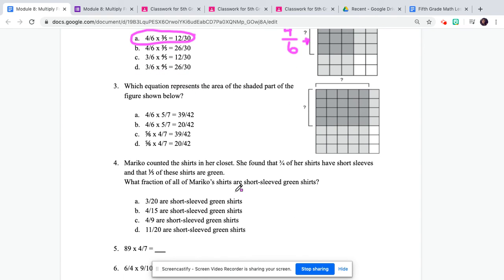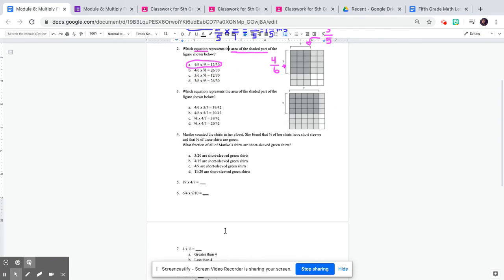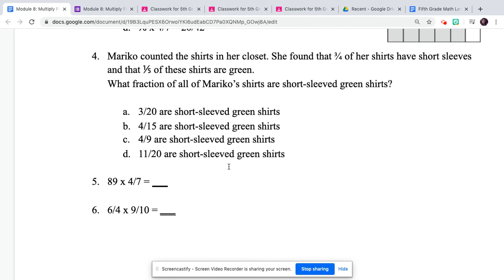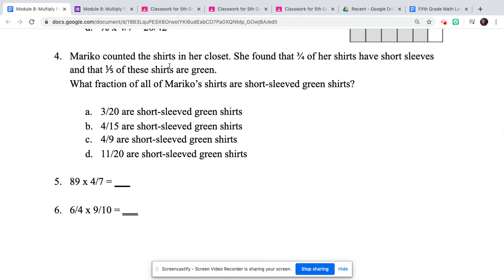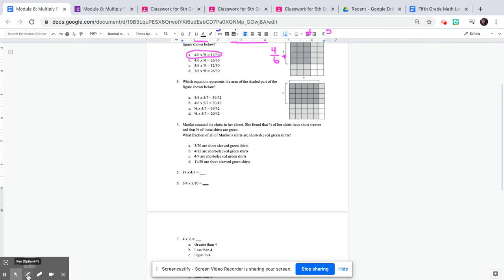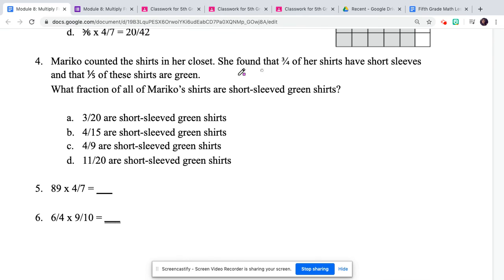Okay, I'm going to go on to number 4. Let me just scroll down a little more. Number 4 says Mariko counted the shirts in her closet. She found that 3/4 of her shirts have short sleeves, and that 1/5 of those short sleeve shirts are also green. She wants to know what fraction of all of her shirts are short sleeved green shirts. Just like the title of this document tells us, we are multiplying fractions. We're going to have to multiply these two fractions in order to find our answer. This one shouldn't be too difficult.